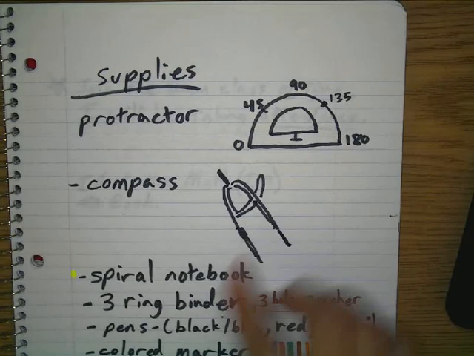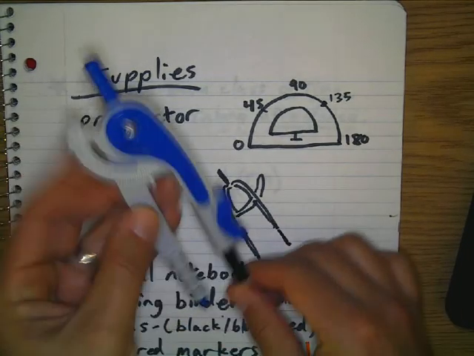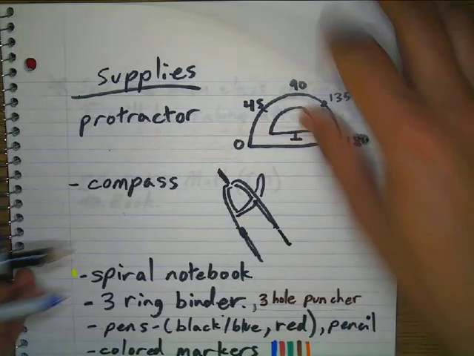The other thing is a compass. It's one of these things here which has a sharp point and a pencil, and during class we'll talk about how to draw circles using this device.